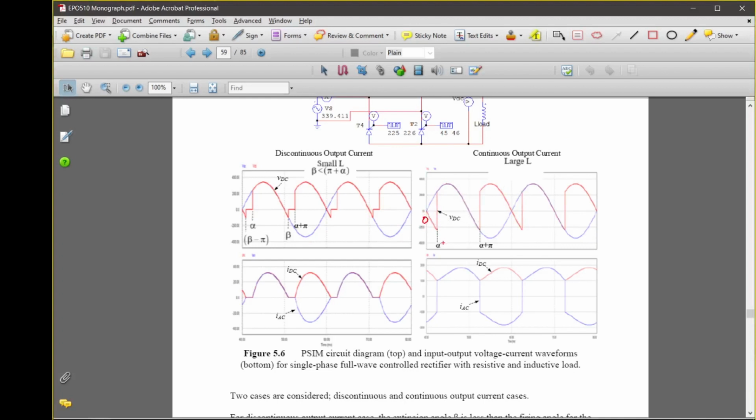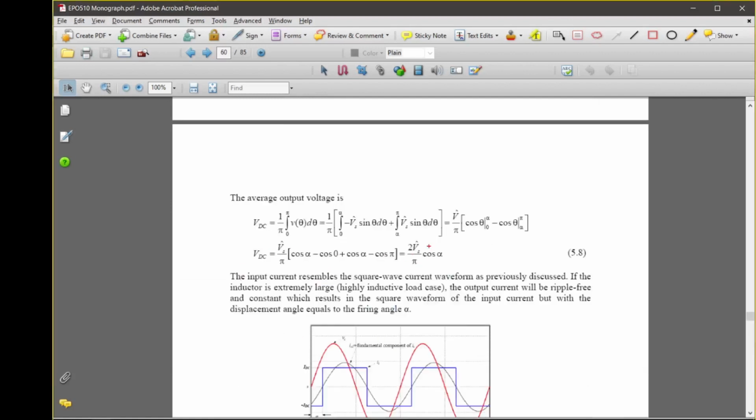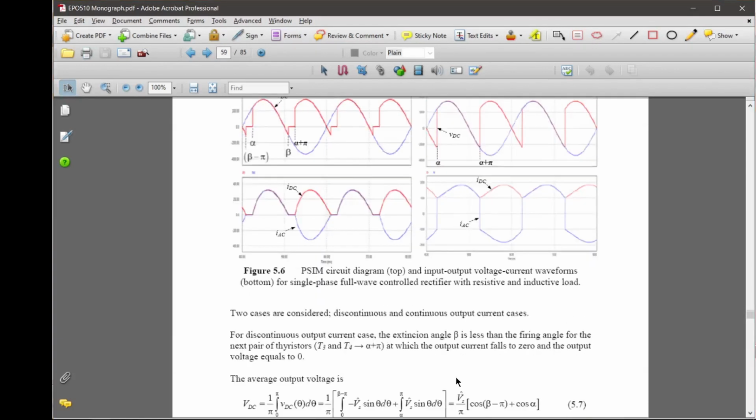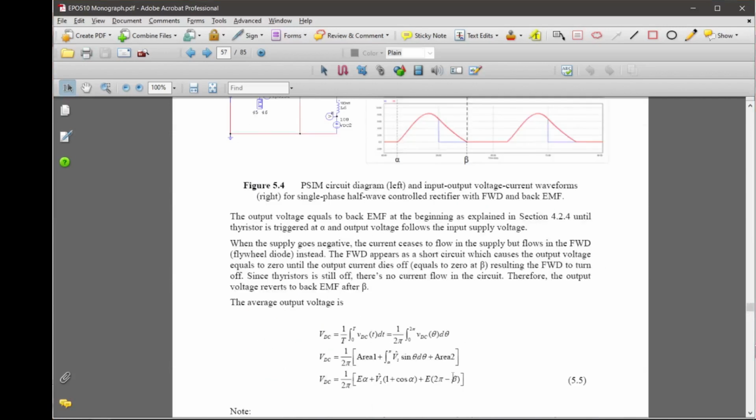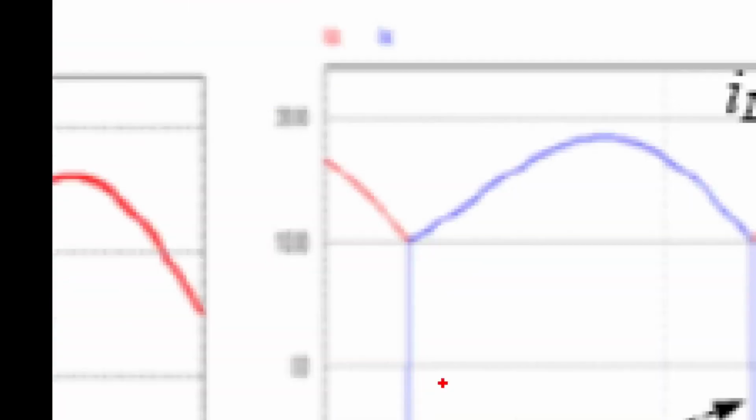You integrate from 0 to alpha, and this again is minus V peak sine theta, from alpha to alpha plus pi. From alpha to pi, right? You just integrate up to pi, and that gives you this equation, 2 V peak over pi times cos alpha. Right, so let's go back to how to find the beta, because that beta will determine your current.